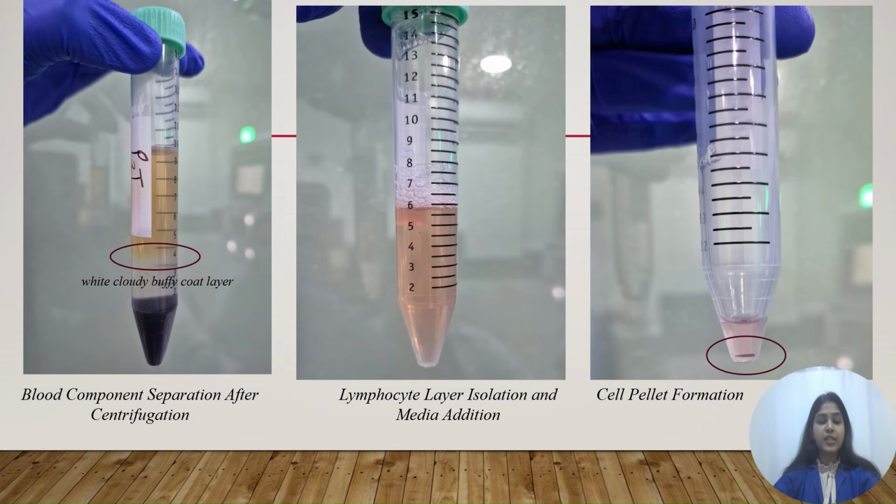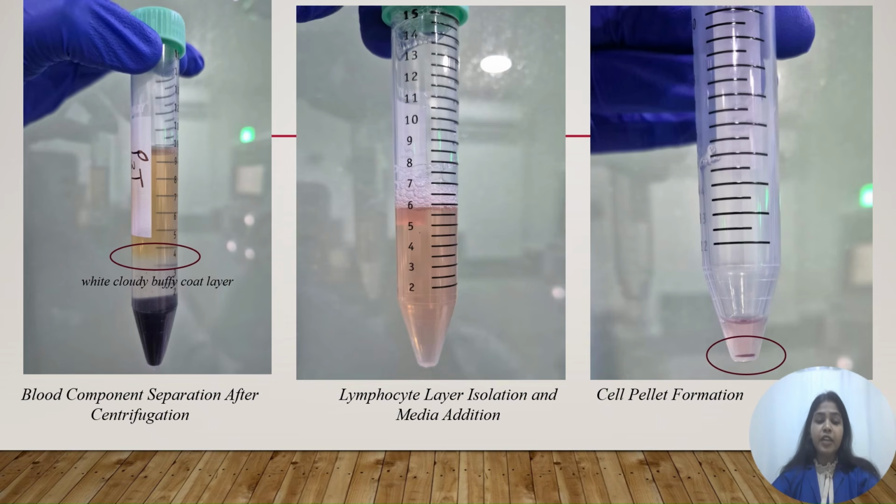Here in the image, on the left side, you can see the blood components separated after centrifugation. The middle layer is the white cloudy buffy coat layer. The upper layer is the supernatant, basically the plasma constituents, and we have to discard it. At the bottom of the falcon you can see the erythrocytes. These are arranged according to their densities because of the Histopaque media, that is the density gradient media.